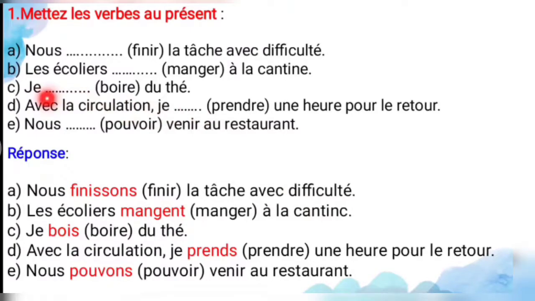And next, je dash boire du thé. Here the verb is what? Boire. What is the conjugation for the verb boire? Je bois du thé. I drink some tea.